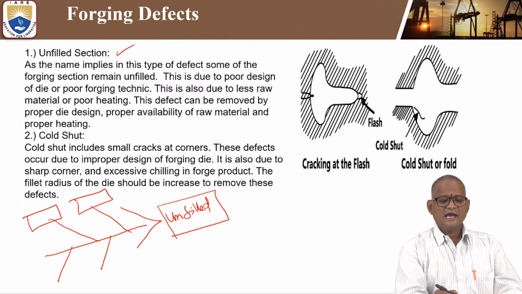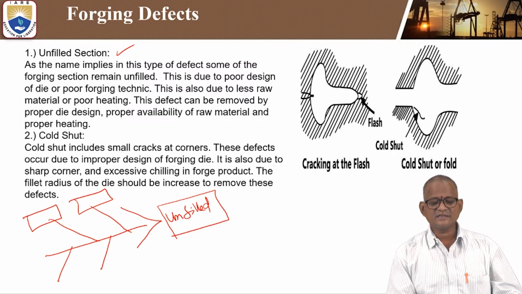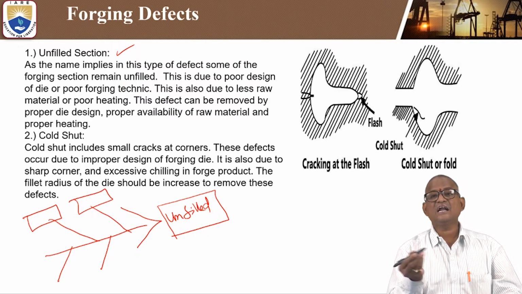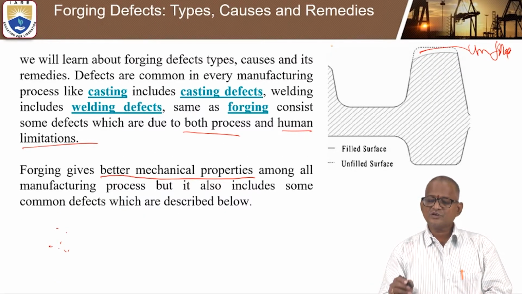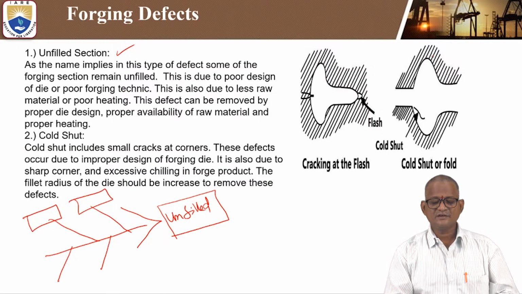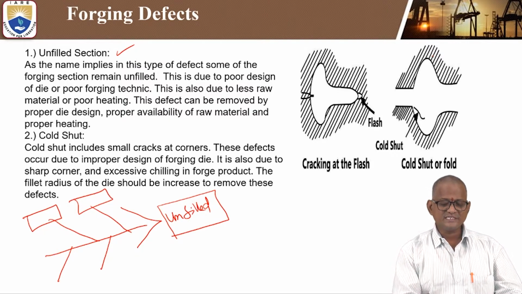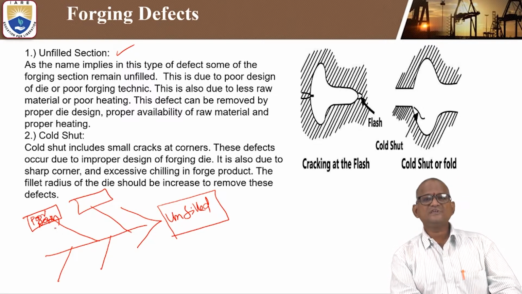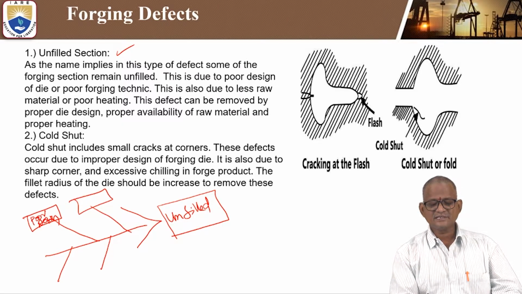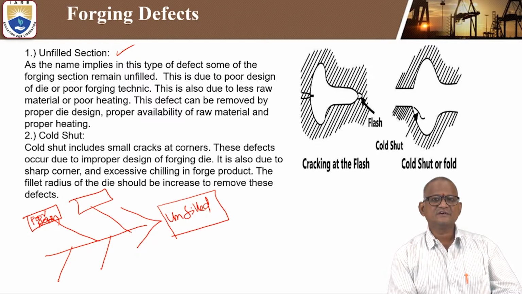As the name implies, in this type of defect some of the forging section remains unfilled. Here there is some gap. The total amount of raw material has not completely filled, which is why we call it unfilled material. This is due to poor design. So the main cause is poor design, which implies the unfilled defect, and at the same time, poor forging techniques.